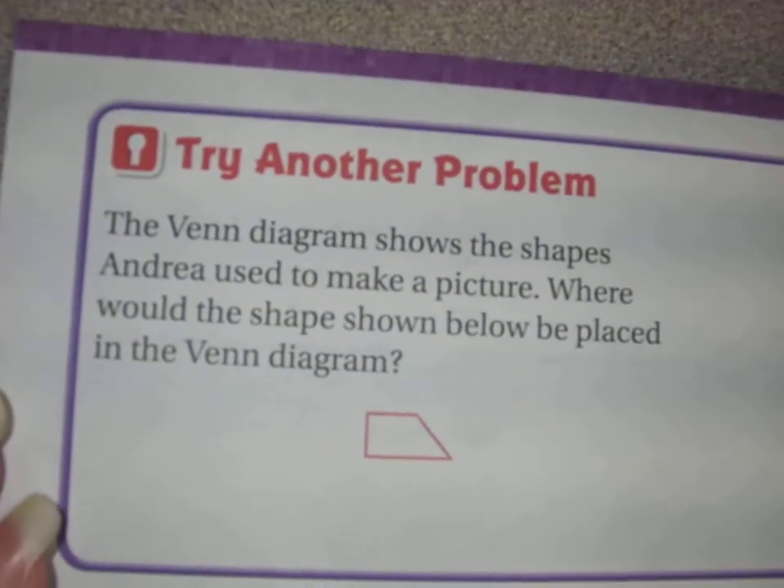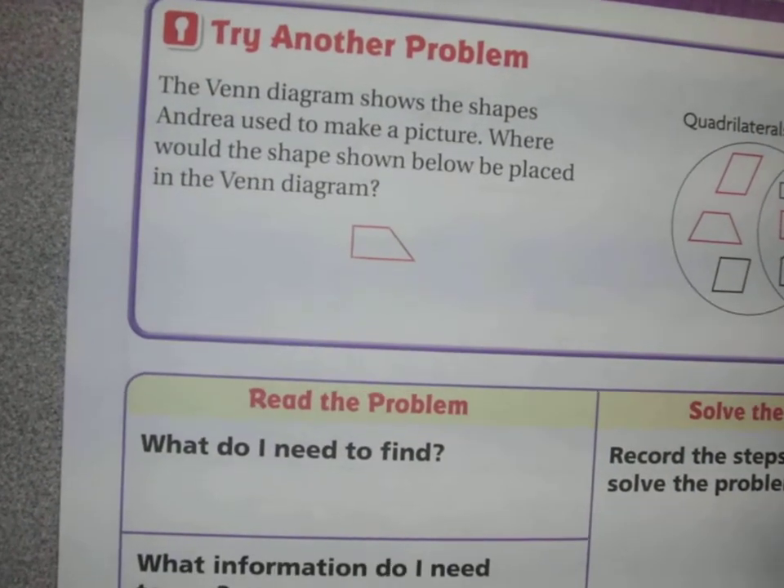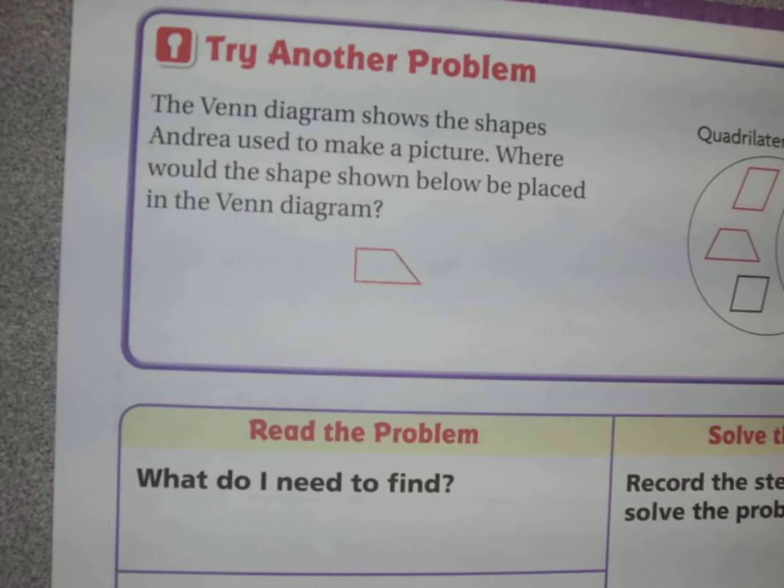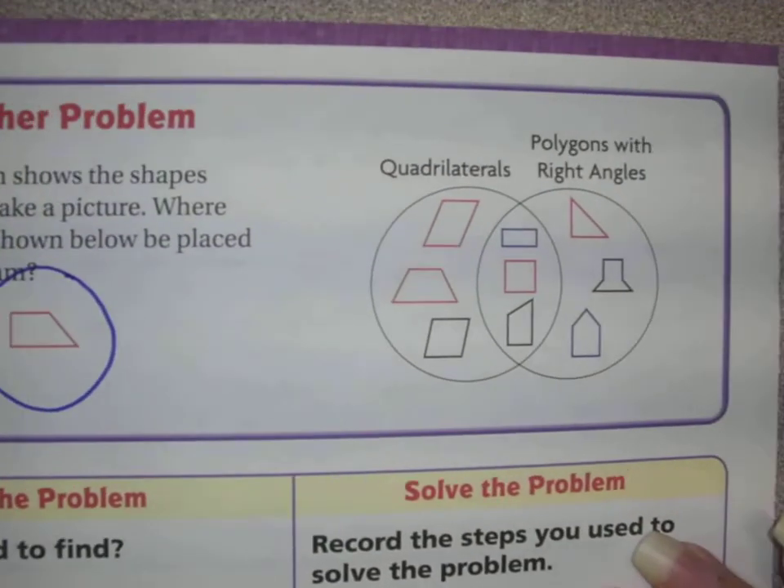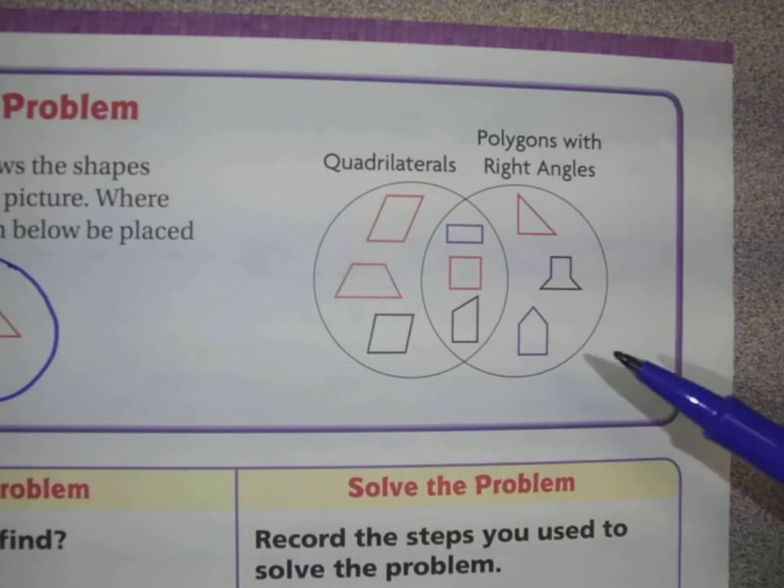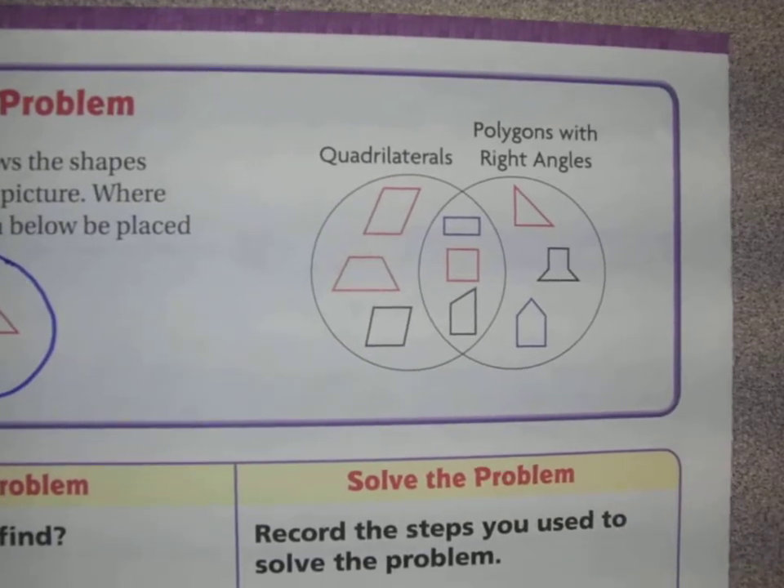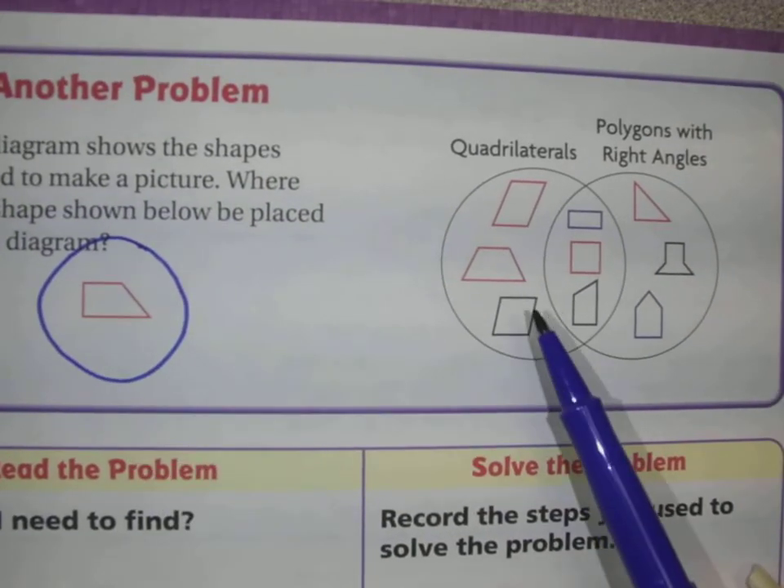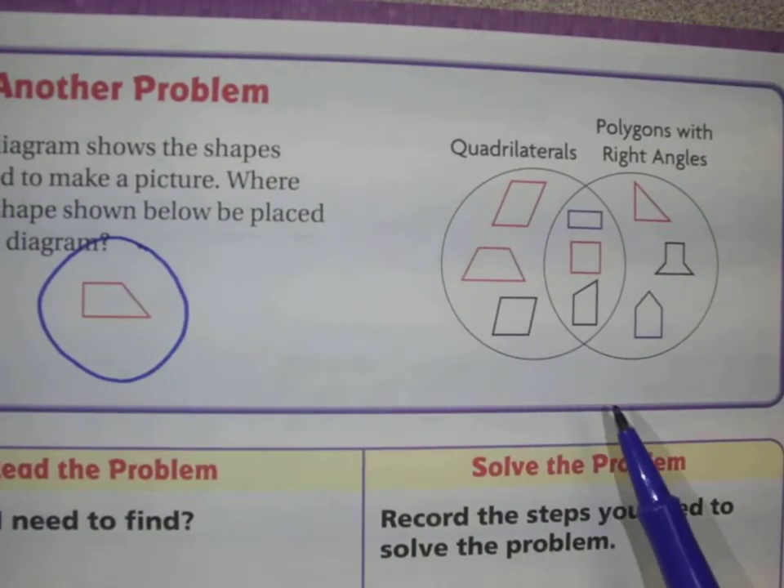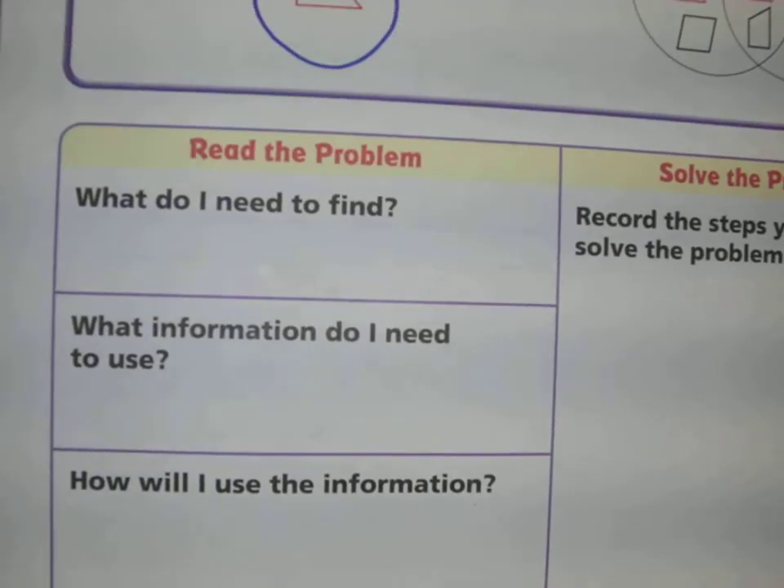So the Venn diagram shows the shapes Andrea used to make a picture. Where would the shape shown below be placed in the Venn diagram? So look here, guys. Look at this shape. We have to figure out where it would go in this Venn diagram. So what do I need to find? Well, we need to figure out where this shape would go in this Venn diagram, right? Where would we draw it? Well, what information do we need? What information do I need to use?